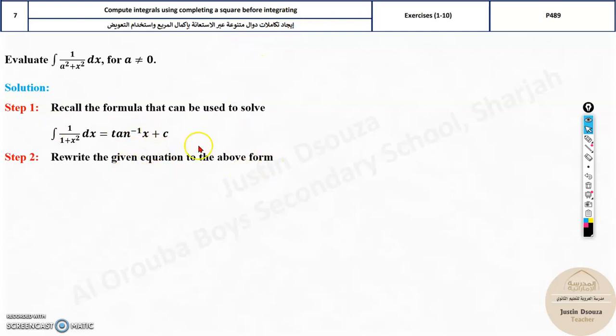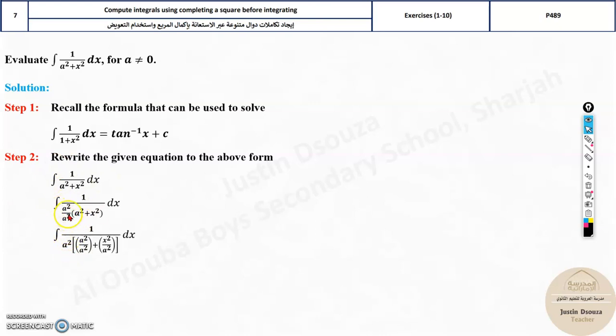Now you should rewrite this to the above form. We need to get this. How do we rewrite? We should remove this a square, right? Let's remove the a square out. How do we remove it? Let us multiply and divide by a square over here. Basically, this is 1, isn't it? If you multiply by 2 and divide by 2, it's 1. So you won't make any difference to the original function. So that's fine. You're just manipulating this a square and a square.